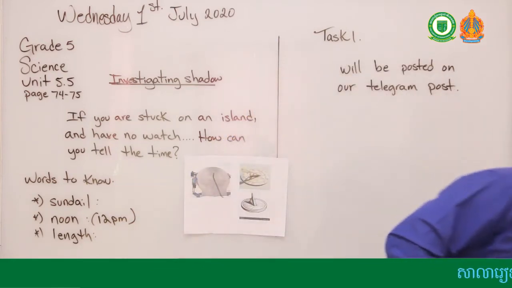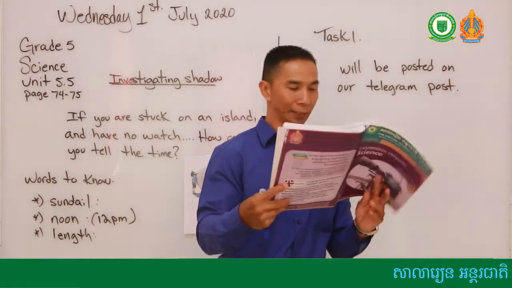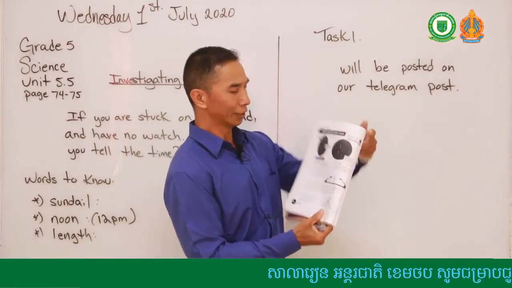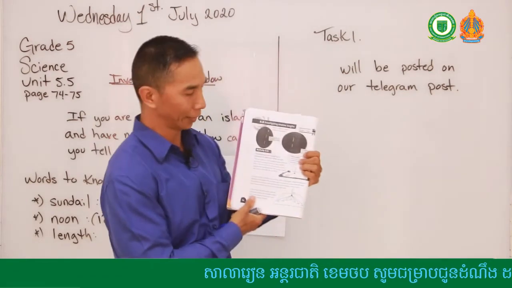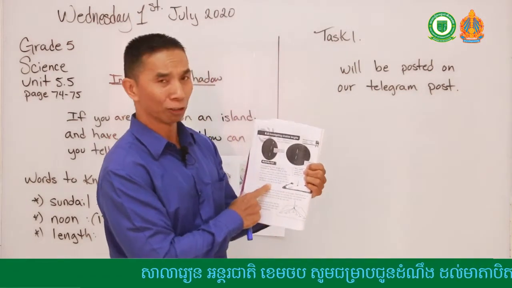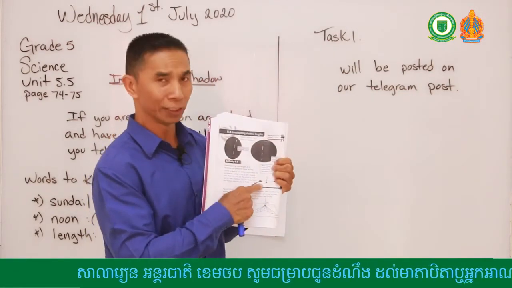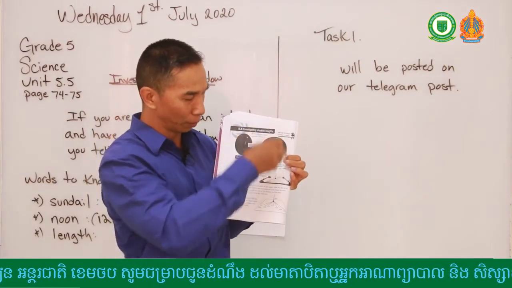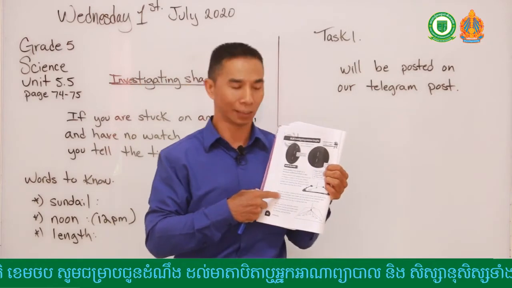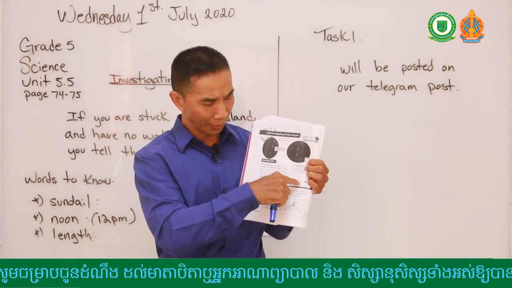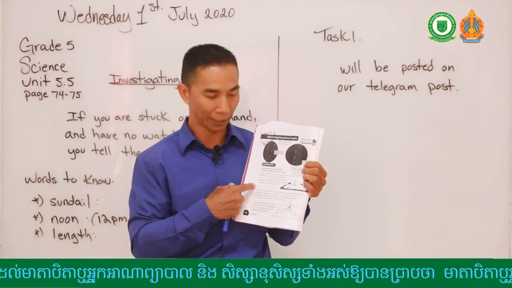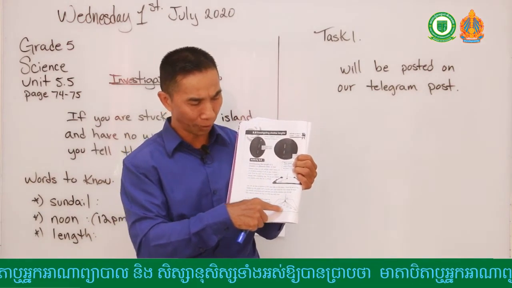Okay, can you please bring out your books and turn to pages 74 and 75. As you can see on page 74, they have some activities about how to tell time using shadows. You see here they put a stick in the middle of a piece of paper under the sun. And whichever way the shadow is cast tells a specific time of day. And they do this for a whole period of the day.